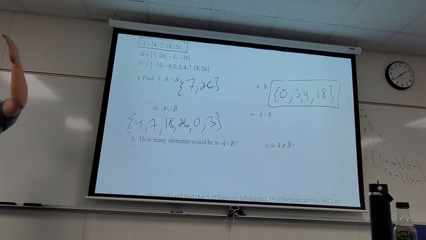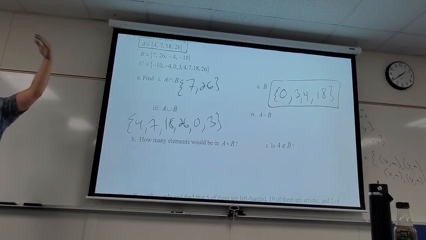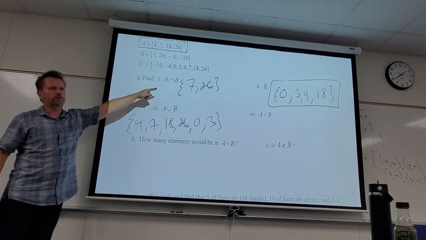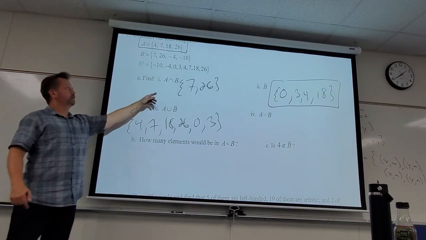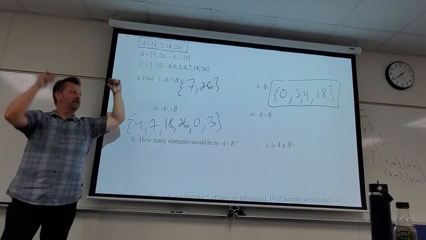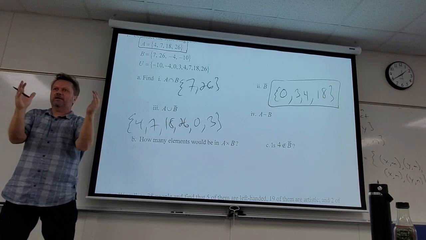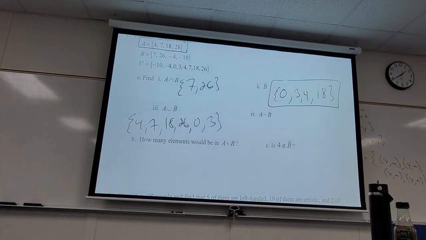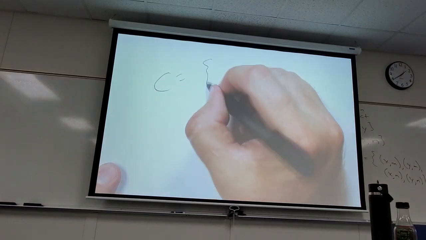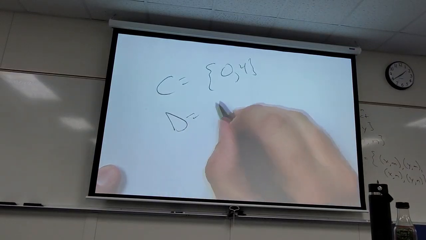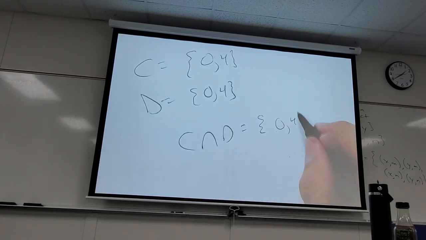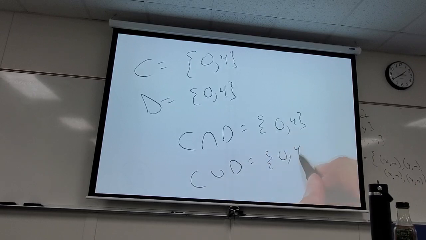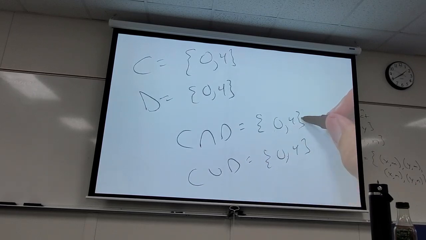That's why the answer to union will almost always be bigger than the original sets, because it includes stuff from both sets. Intersection, almost always smaller than both. Union, almost always bigger than both. When would that not be true? Well, if both sets were equal, because then the intersection and the union would just be the same thing again. Does that make sense? So if I had, for example, C is 0, 4, and D is 0, 4, what does C intersect D? 0, 4, and what's C union D? 0, 4. That's the one time it doesn't get smaller and it doesn't get bigger.